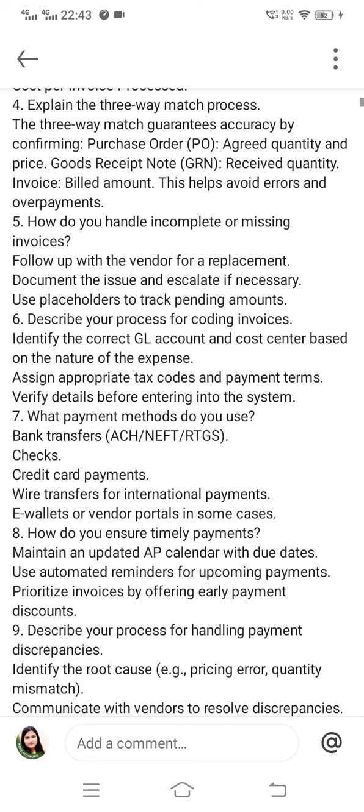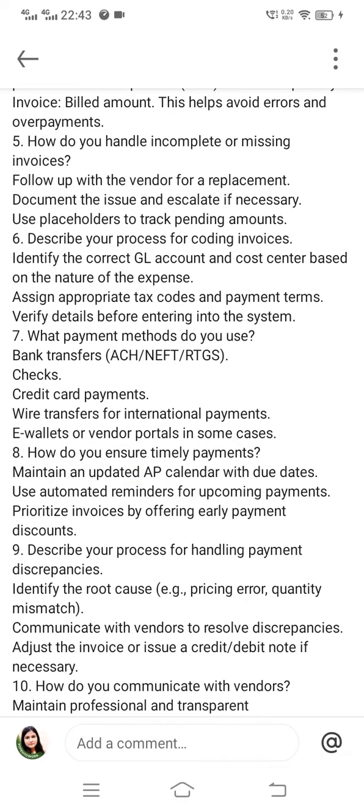What payment methods do you use? So there are different kinds of payment methods. Payment method can be ACH, NEFT, e-check, or payment with credit card, debit card. And there is wire payment transfer also, that is for international payment, and e-wallet or vendor portal in some cases.